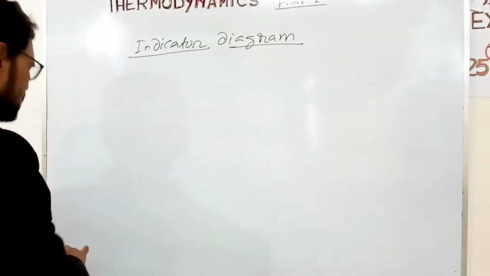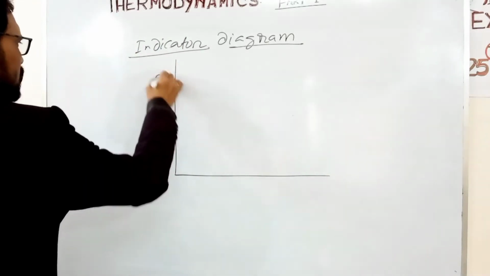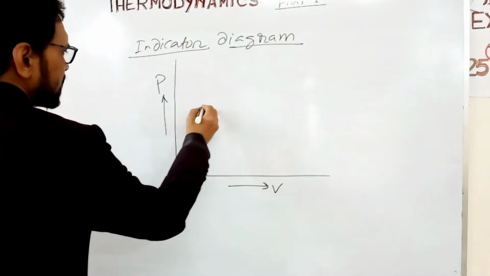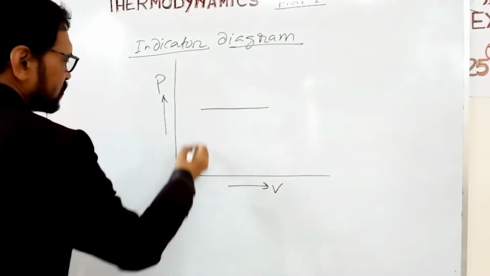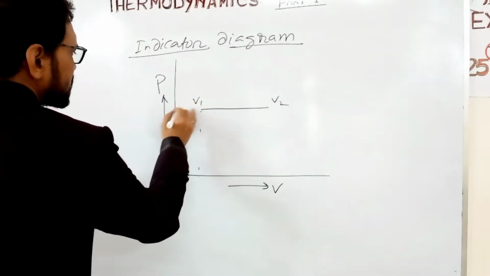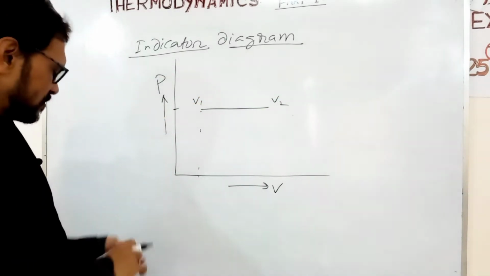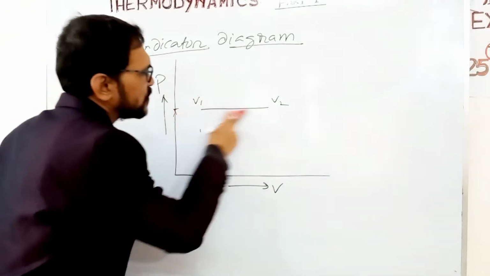What is an indicator diagram? Now we know, if we draw a pressure versus volume graph, suppose a gas at constant pressure increases in volume from V1 to V2. At this particular pressure, the volume of the gas increases from V1 to V2.